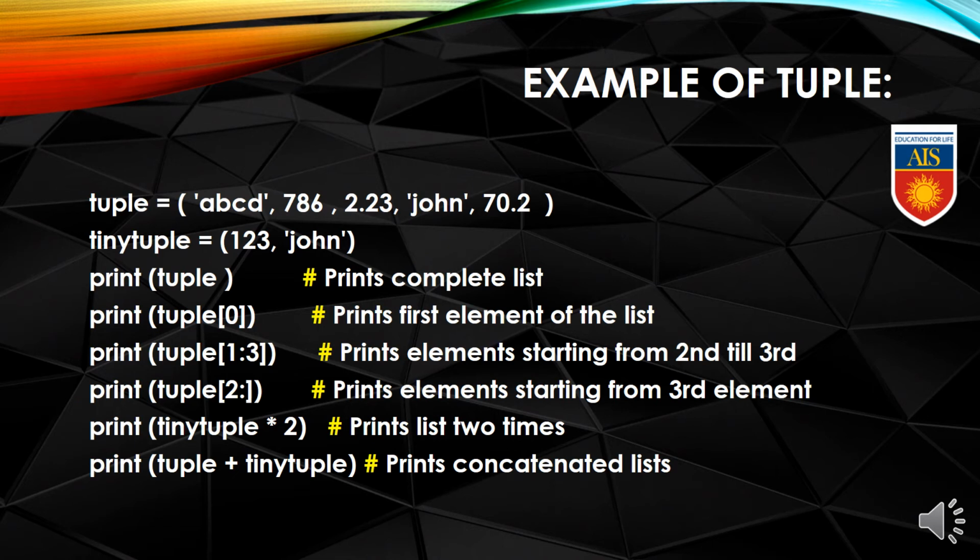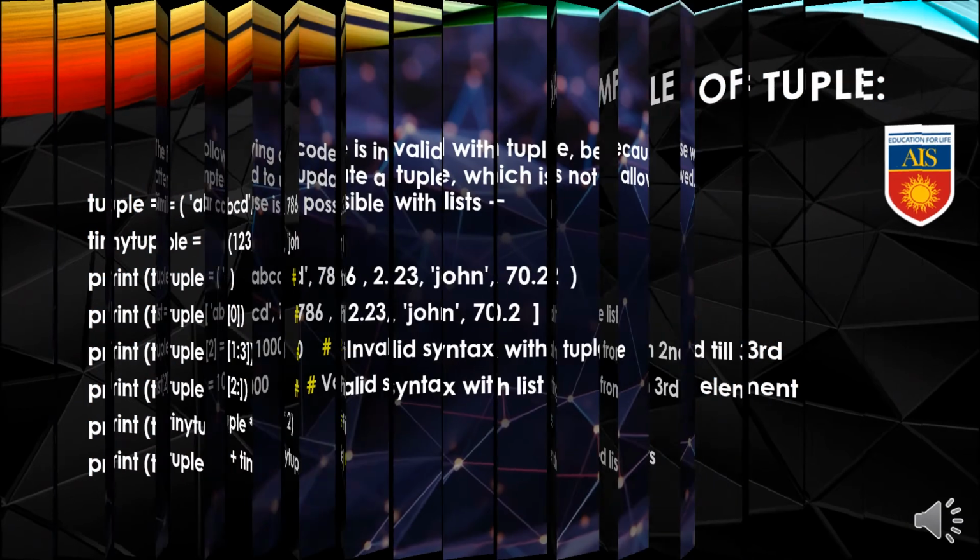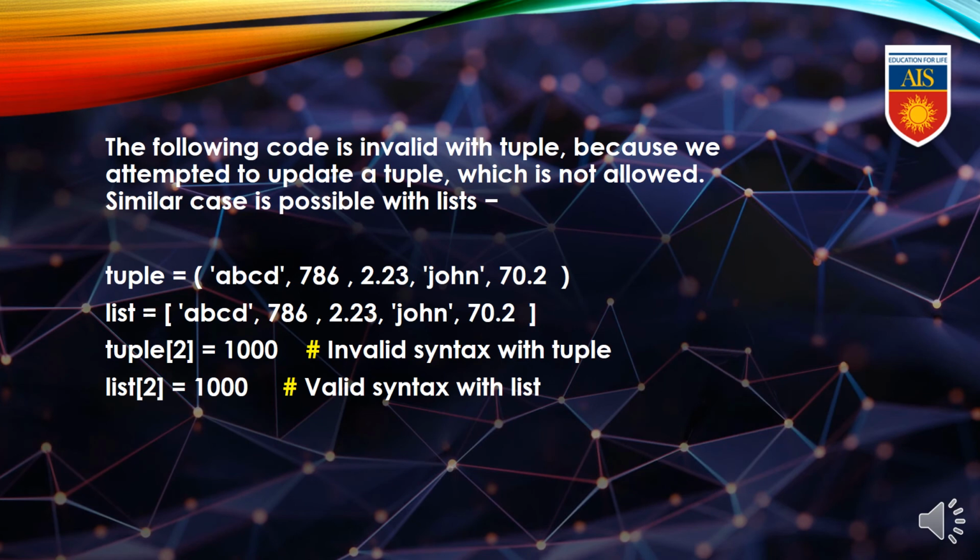Print tinytuple * 2. It will print the tuple 2 times because it is multiplying by 2. Print tuple + tinytuple. It will concatenate the tuple and the tinytuple and show us the result. The following code is invalid with a tuple because we attempted to update a tuple, which is not allowed, as I said before, because a tuple is immutable. A similar case is possible with a list also.